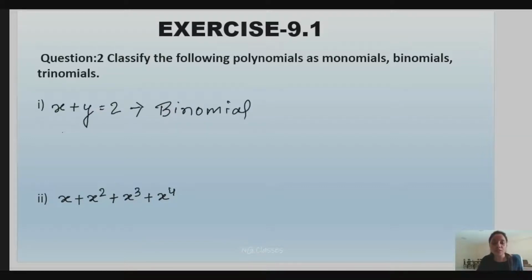Now for the next one, what is the total number of terms this polynomial contains? First term, second term, third term and fourth term. The total number of terms is 4. So if the total number of terms is 4, then this polynomial is called a quadrinomial.